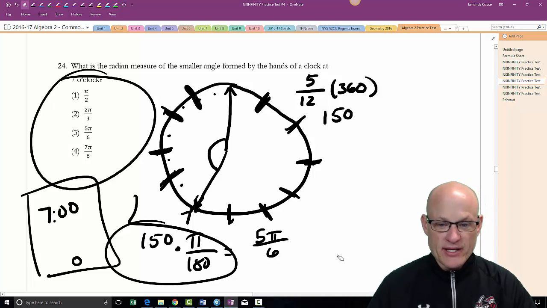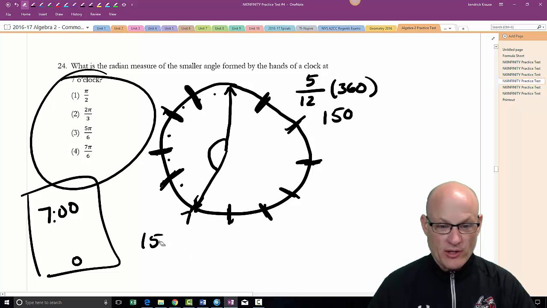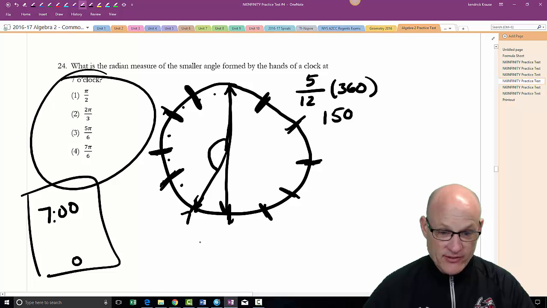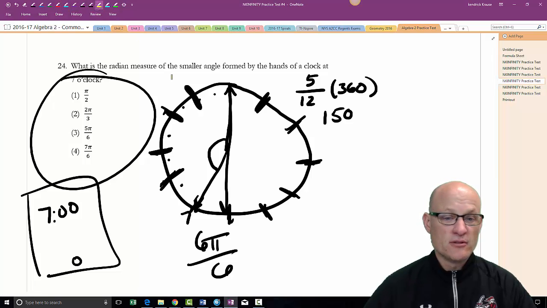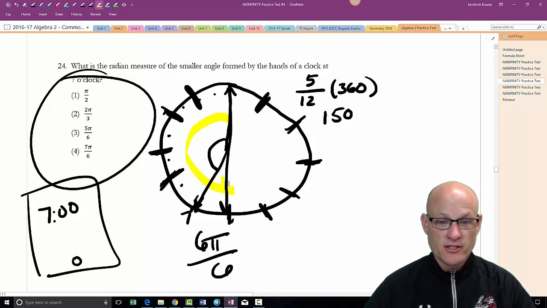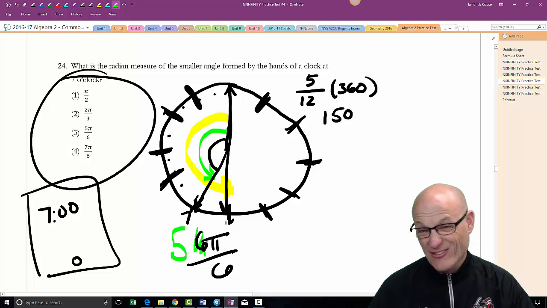Now, how would I do that an easier way? Well, an easier way is just to work straight with radians anyway. If I go straight down, that's 6 pi over 6. This angle here, from here to here, is 6 pi over 6. Well, I'm only going from here to here. Well, that's 5 pi over 6. And that's the fastest way to go through that problem.